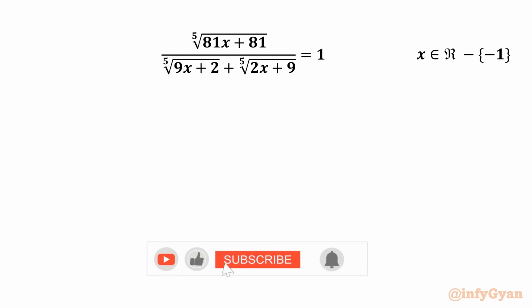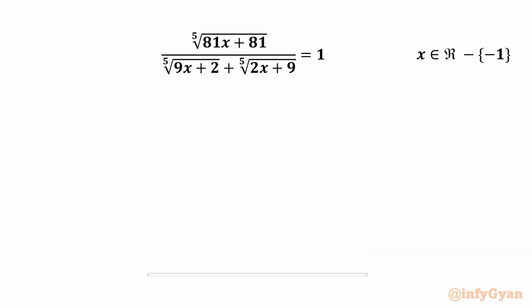Today in this video we have one very interesting question from radical equations, which we will be solving for the real values of x. Here x cannot be -1. If we put x equal to -1, the numerator will become 0 and the denominator will become 0. So 0 by 0 form is an indeterminate form, we cannot accept it. So let's get started by taking 81 common from this radical.